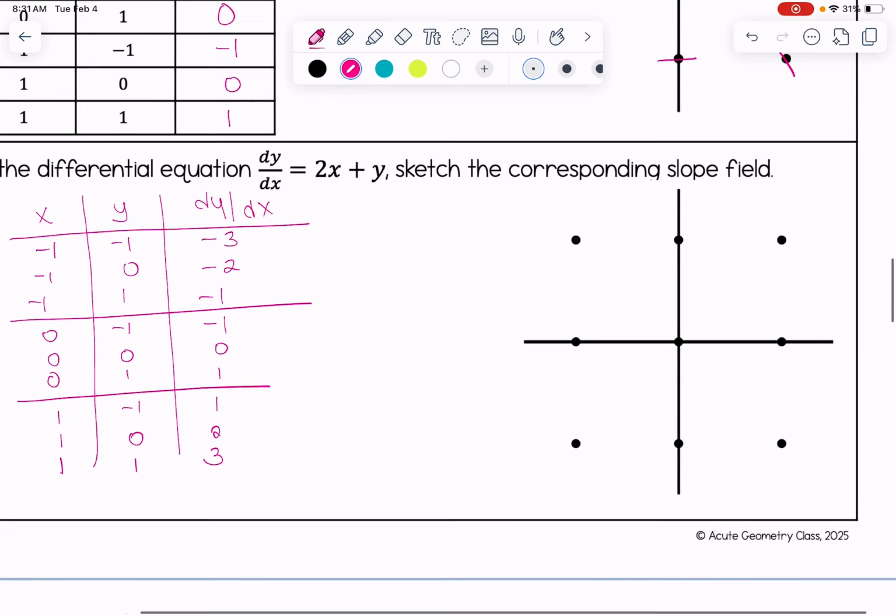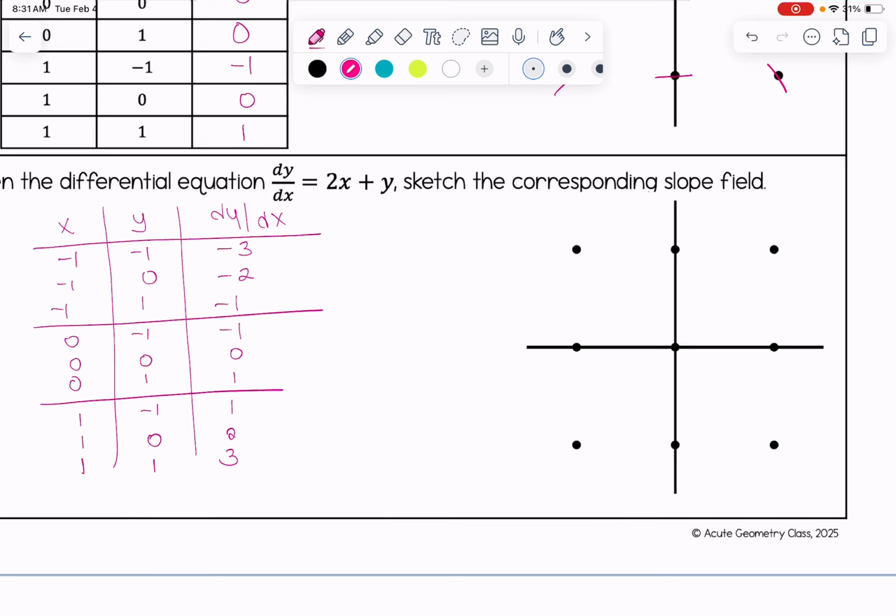And now I'm going to plot my slopes. So in this case, we only ended up with one slope of 0, and that's at the origin, so I'll just plot that one in here. So at -1, -1, I have a slope of -3, so I want to make that pretty steep. At -1, 0, a little less steep. And at -1, +1, the slope is -1, so again, a little less steep.